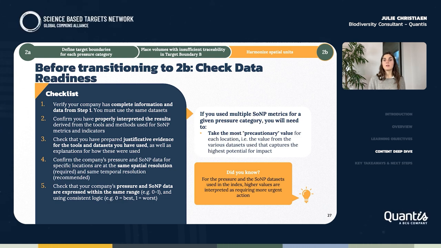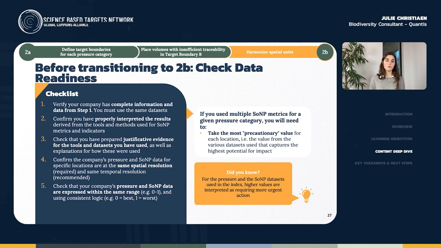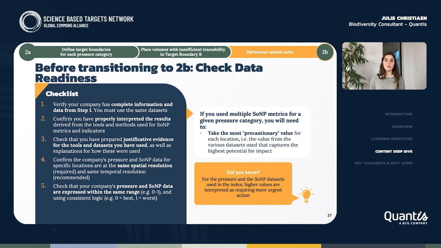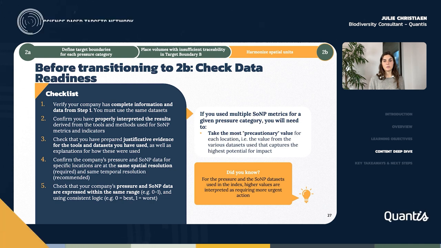As a final reminder, if you used multiple state of pressure metrics for a given pressure category, you must take the highest value for each indicator. For instance, for freshwater use, the pressure state of nature data, companies must take the highest estimated value within a given spatial scale of analysis, so for instance, a basin or an ecoregion, after normalizing between value ranges if they have used multiple data sets.